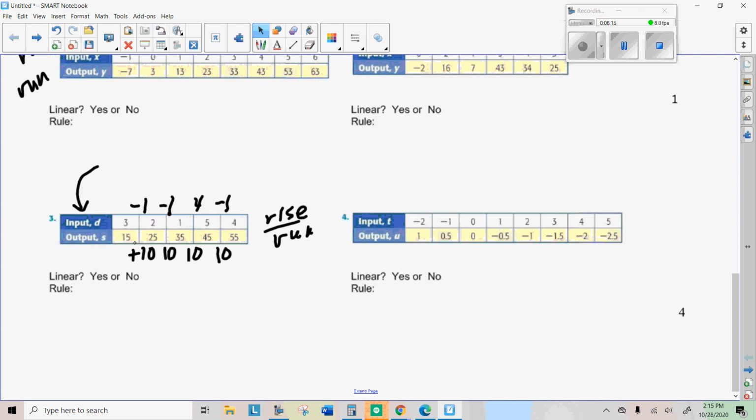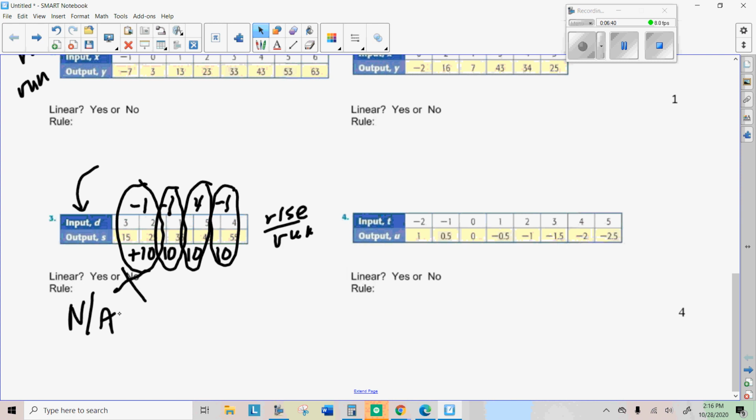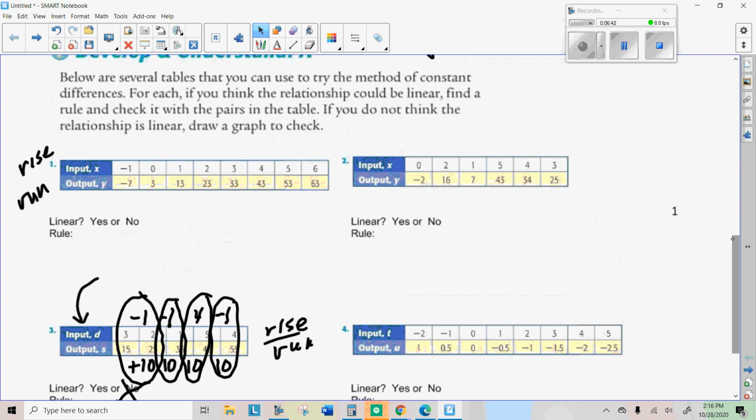My rise over run right here is 10 over negative 1, 10 over negative 1, 10 over 4, 10 over negative 1. So that means I don't have a constant rate of increase. So we're going to say that that is not linear. Okay? And then we're not going to worry about the rule. I'll do one more with you and then I'll let you try the other ones.